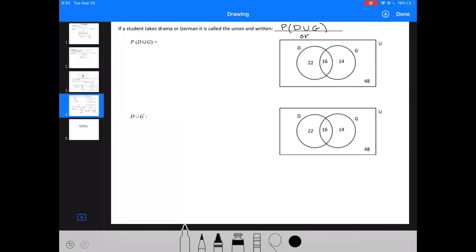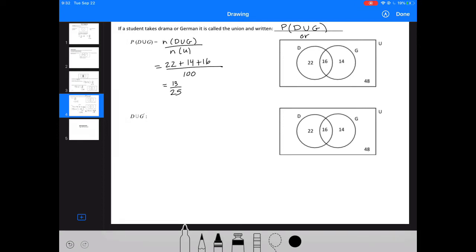So let's look at calculating that probability. Our setup still looks the same: the number of students in that set over our total number. The students in the drama set only would be 22, plus the students in the German set would be 14, plus the students in both, leaves us with 100, same as before. And this would simplify all the way down to 13 over 25.